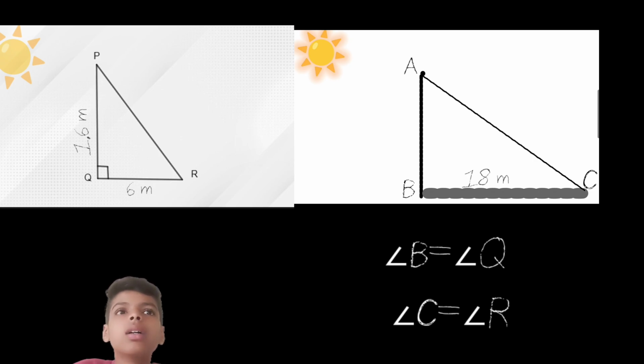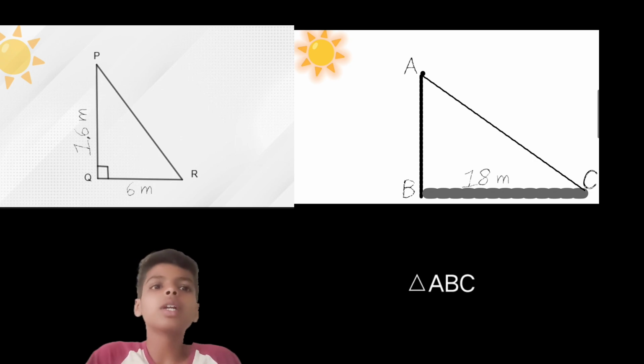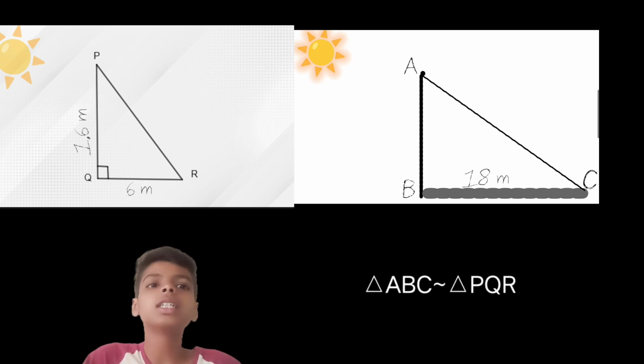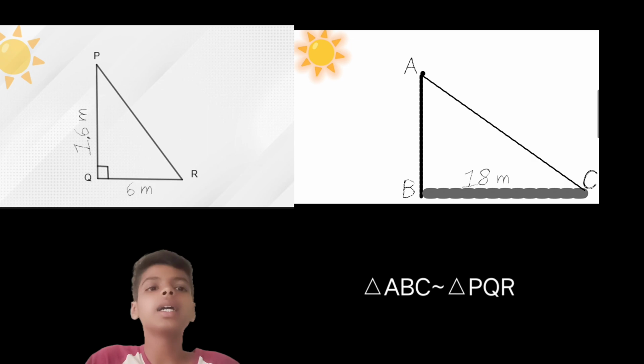The angle B is equal to angle Q because both are 90 degrees, and angle C is equal to angle R because it is the angle subtended by the sun at the same time. So now we can conclude that triangle ABC is similar to triangle PQR by AA similarity criterion.